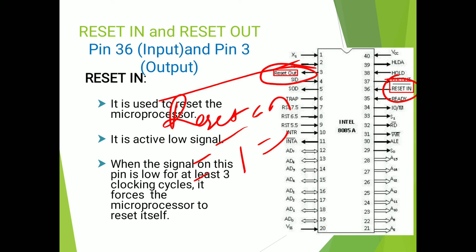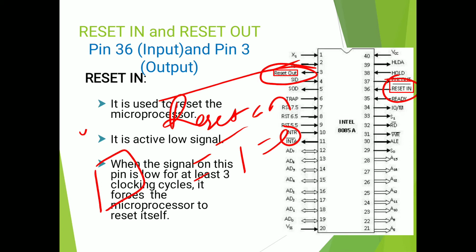1 bar equals 0. It is active when this pin is low. It resets the program counter to 0. The microprocessor is held in reset condition as long as reset is applied.